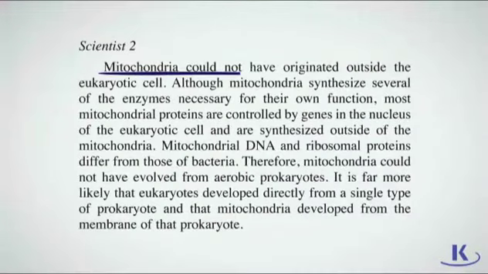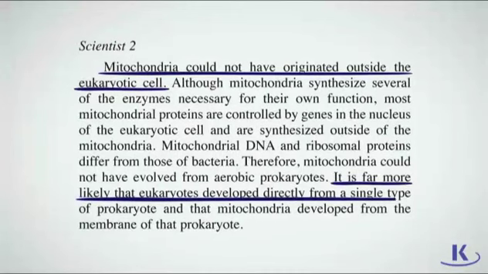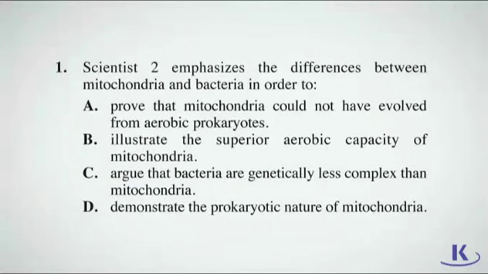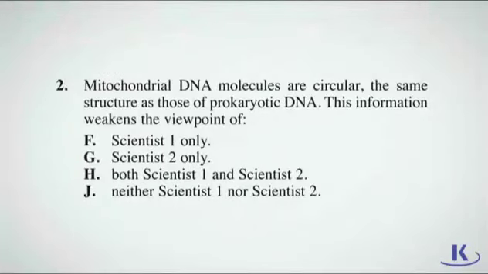What is Scientist 2's perspective on the origins of mitochondria? Check out that first sentence. Mitochondria could not have originated outside the eukaryotic cell. Very opinionated, and exactly what you should take note of. Also underline the final sentence of the paragraph as further explanation of this scientist's opinion. After you've finished taking notes about scientist 2, move on to the questions that pertain to his opinion and answer them. Finally, move on to questions about both passages.